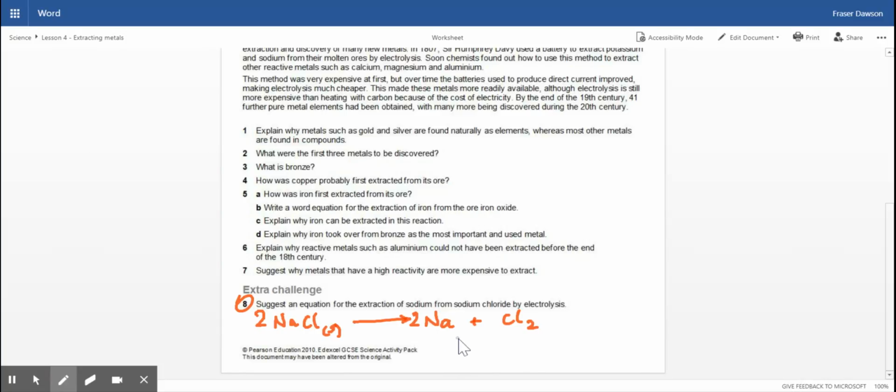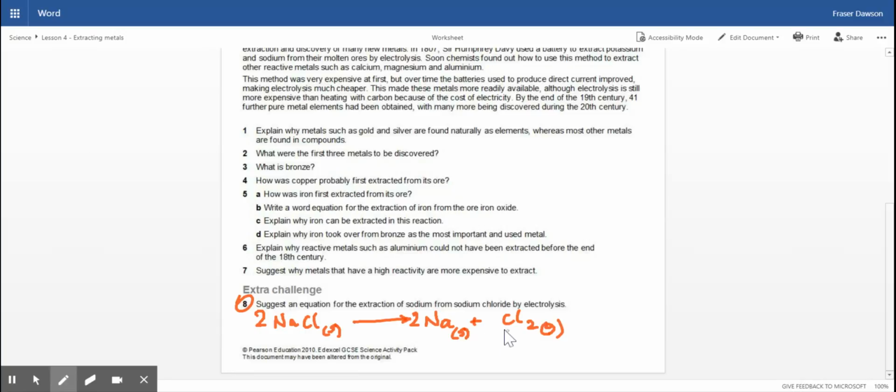And as far as the equations are concerned, sodium at room temperature would be a solid, all right, and chlorine at room temperature would be a gas. So you can put those state symbols in there. Lots of you got that equation right. Some of you didn't get the chlorine molecule as a diatomic molecule, and others of you didn't do the balancing correctly. But nevertheless, it was attempted quite well.